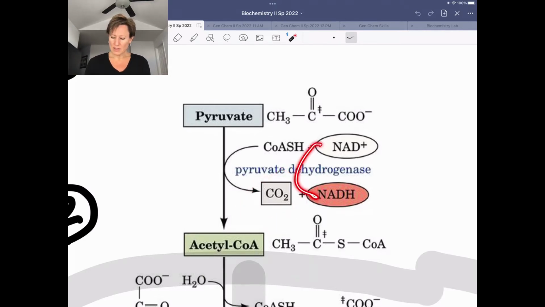So we must couple that with a reduction, and here that reduction is NAD+ to NADH, right? It's always really important that we make sure that we understand, when we're looking at species that are related by redox, who is the oxidized form and who is the reduced form.